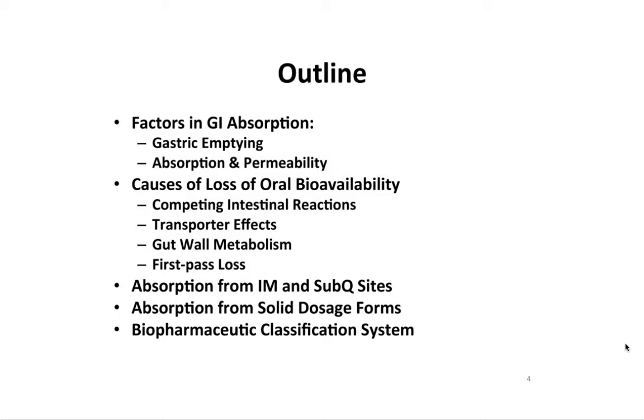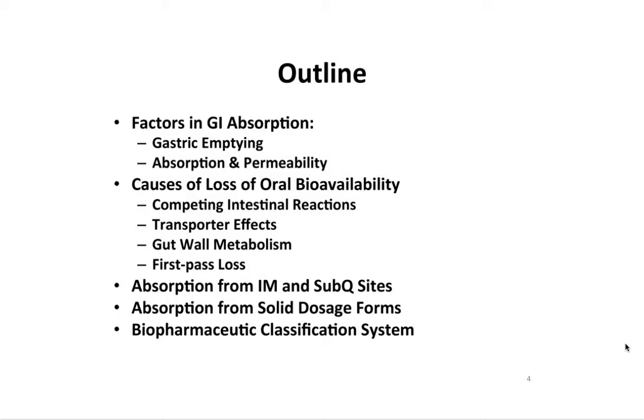Now, even though the environment, nature, the physiology and anatomy favor absorption of material from the GI tract, there are several causes for loss of bioavailability. There are several factors that are listed there. We will go into detail of each one of those as we navigate through these slides. One cause for loss of bioavailability is competing intestinal reactions. We will talk more about that. Transporter effects, gut wall metabolism, and first pass loss.